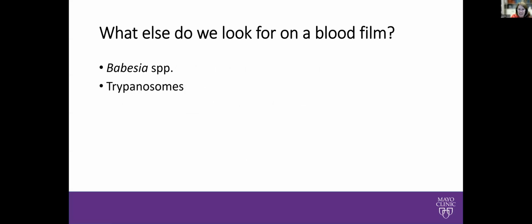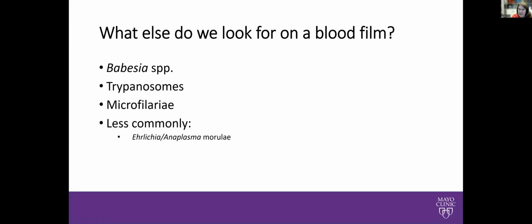We also have the extracellular trypanosomes, specifically Trypanosoma brucei and Trypanosoma cruzi, depending on where you are. Those are the primary trypanosomes that you can see in humans. And then the microfilariae, which are multicellular worms. Then less commonly, you can see some other things such as Ehrlichia, Anaplasma, and Mortierella. These are bacteria that infect white blood cells. You can see intracellular yeast like Histoplasma, and you can even see spirochetes of Borrelia, specifically the relapsing fever Borrelia, like Borrelia recurrentis and Borrelia hermsii.